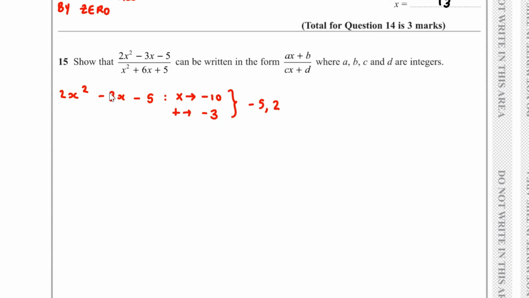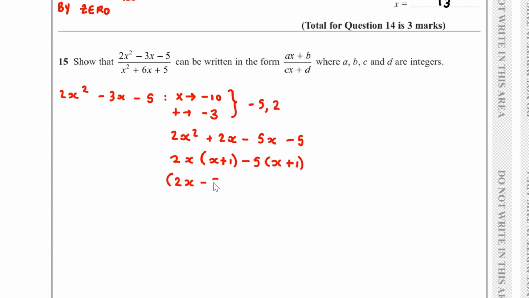So we can rewrite the minus 3x term in terms of what we've just found here. So we have 2x squared plus 2x minus 5x, so minus 5x minus 5, and if we first of all factorize, we've got 2x lots of (x plus 1) minus 5 lots of (x plus 1), and if we group the terms together, you'd find we have (2x minus 5) lots of (x plus 1).